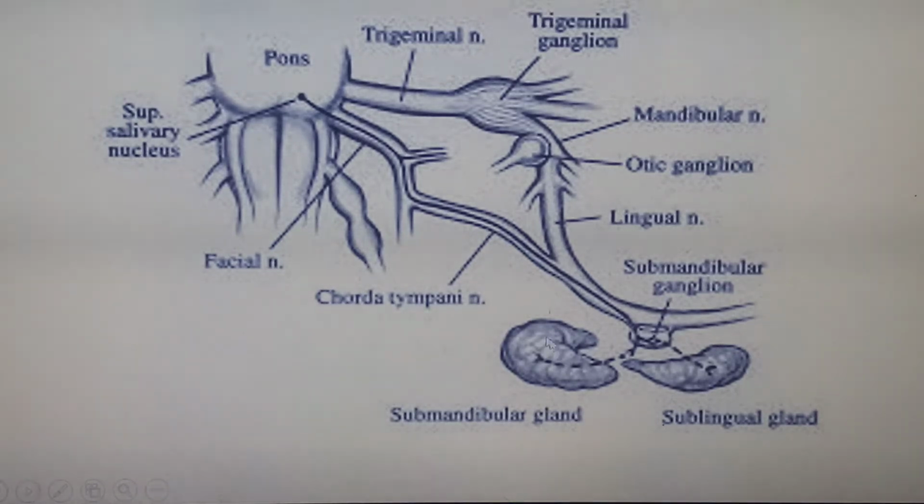It tells you that if there's an injury at this point over here to the lingual nerve, then it's not only the lingual nerve that is affected, but also the chorda tympani branch of the facial nerve. And that is why when there's injury to the lingual nerve, it will also lead to reduction in secretion of saliva by the submandibular gland and, of course, the sublingual gland.